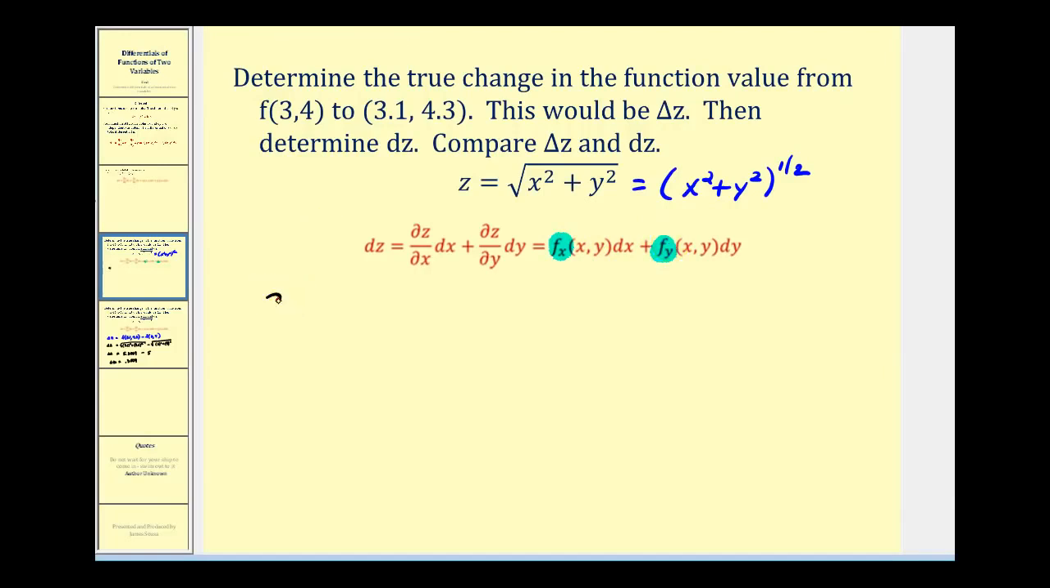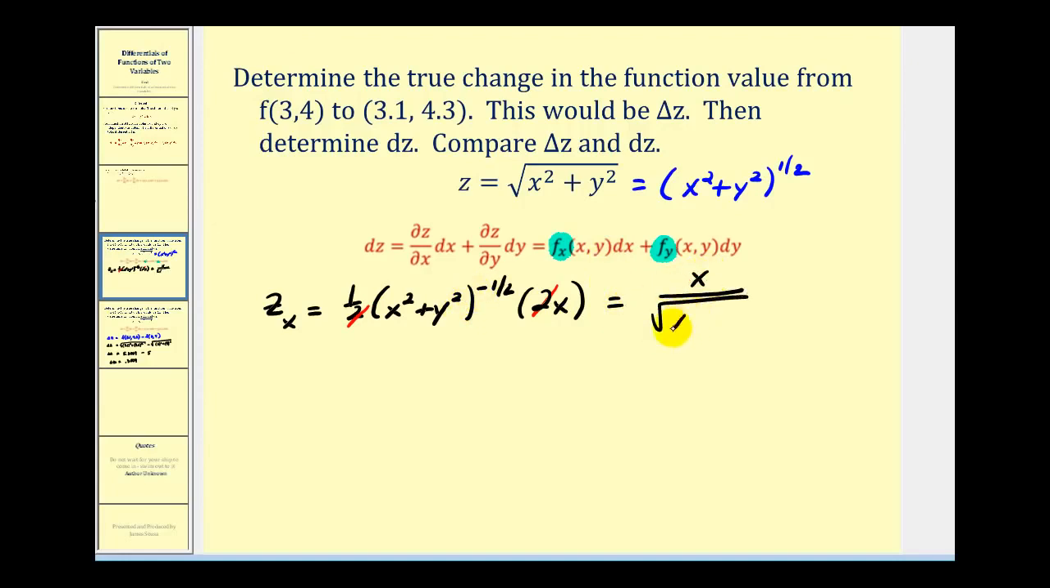So the partial of z with respect to x is going to be equal to 1/2 times x squared plus y squared to the negative 1/2 times the derivative of x squared plus y squared with respect to x, treating y as a constant, so that would be 2x. Let's simplify this. The 2's simplify out, so we're going to have x. Let's move this down to the denominator. It's going to be the square root of x squared plus y squared.